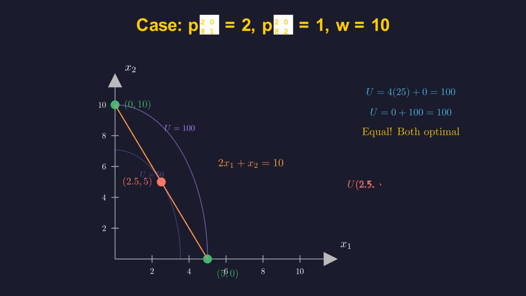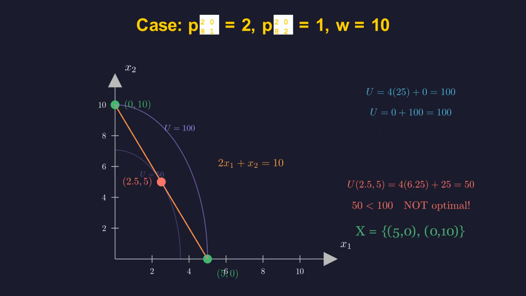Now here is the key question. Is the solution set X convex? X contains 2 points, (5, 0) and (0, 10). For X to be convex, any mixture of these points must also be in X. The midpoint is (2.5, 5). Its utility is only 50, which is less than 100. So the midpoint is not optimal. It is not in X. Therefore X is not convex.